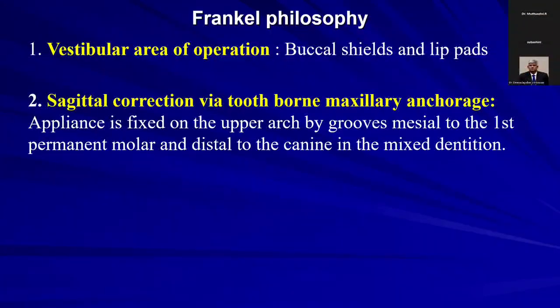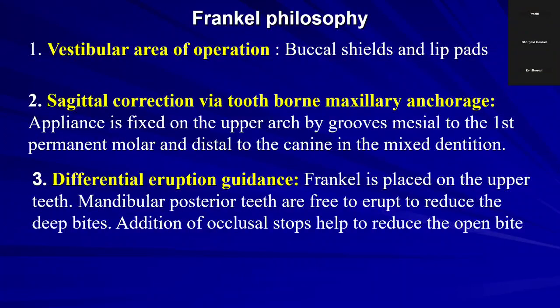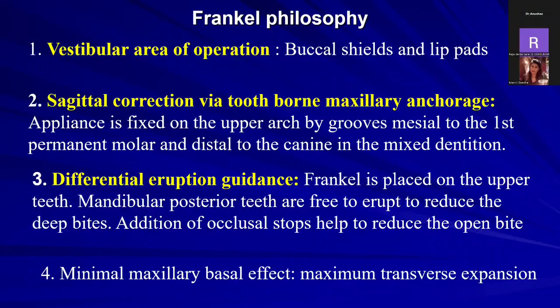Sagittal correction via tooth-bone maxillary anchorage. I already told you it acts as a fulcrum and brings the mandible forward. Differential eruption: because of the open bite that you create while the appliance is worn, the mandibular teeth are free to erupt to get into occlusion and correct the deep bite. So sagittal correction, the overjet correction happens, and the deep bite correction also happens. The maximum effect is the transverse, with minimal sagittal movement of the maxilla.